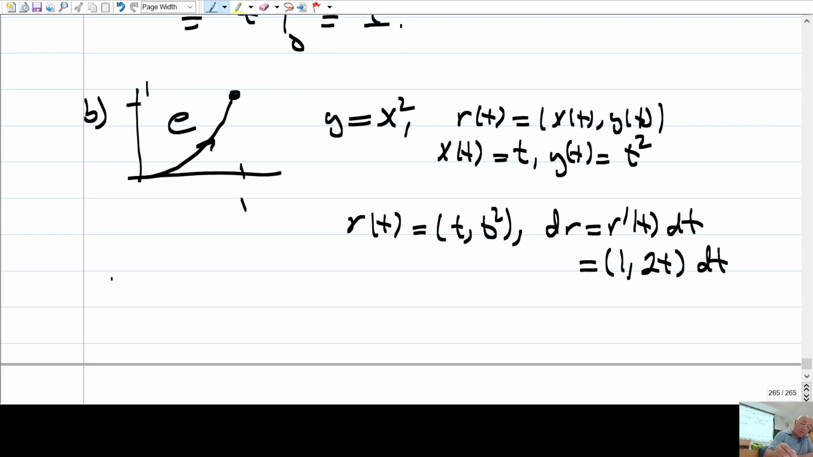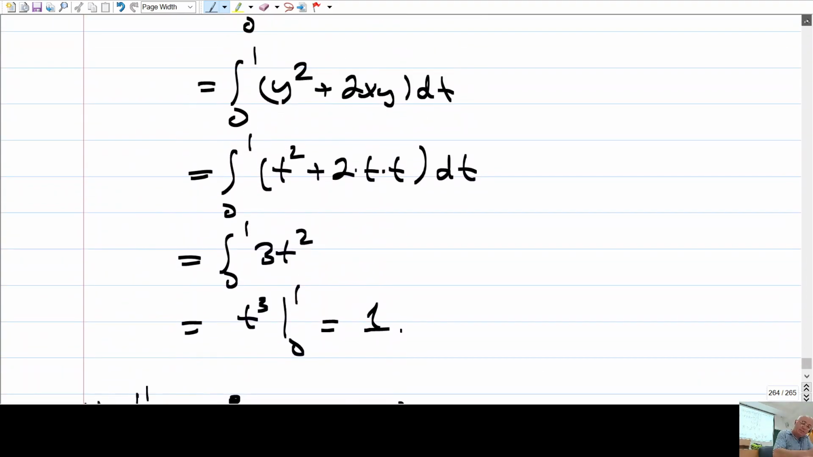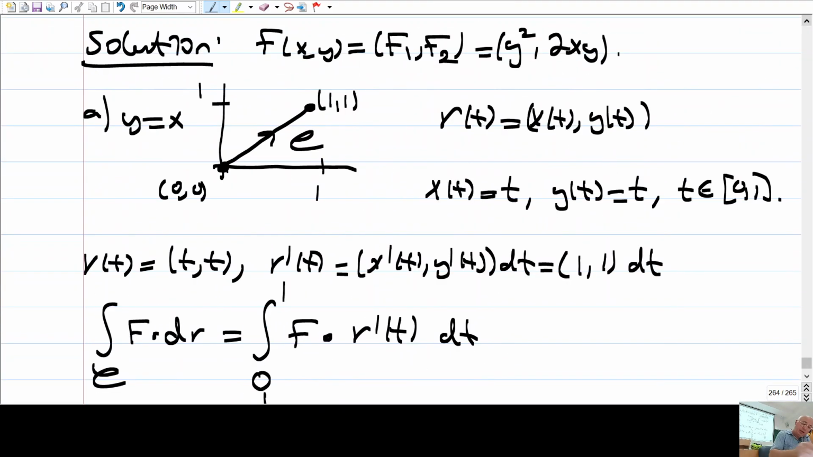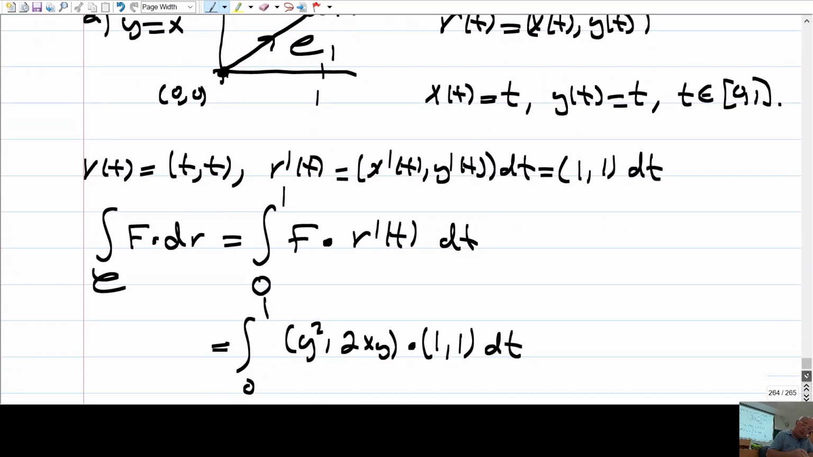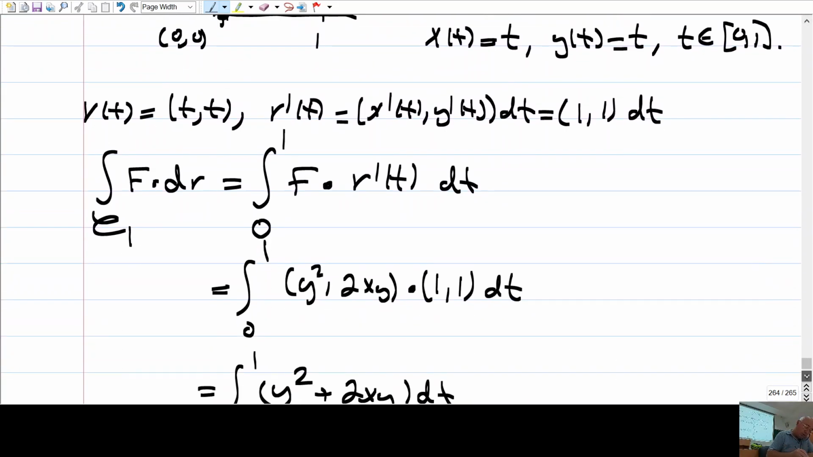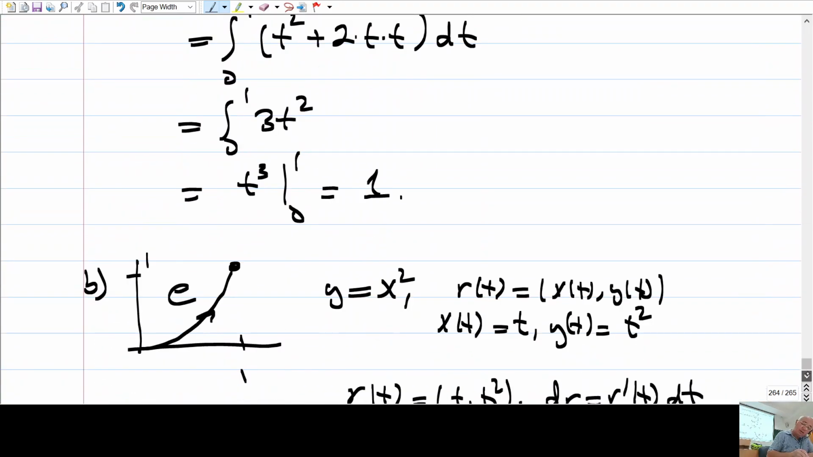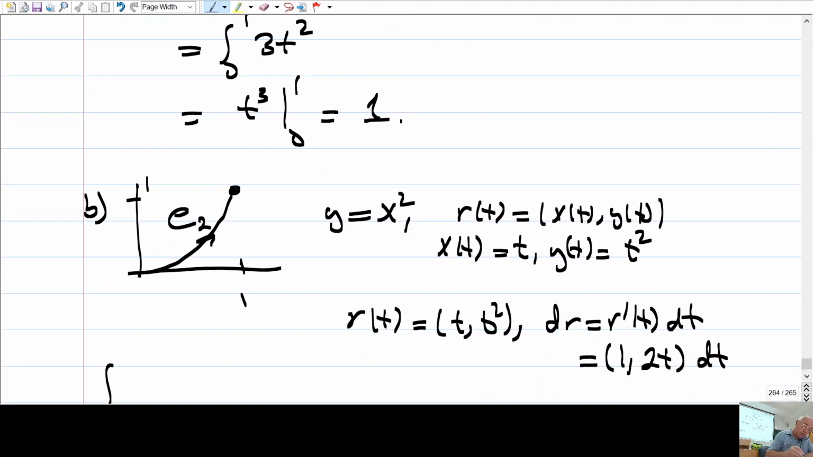Therefore, the work done over this curve. Suppose this is C1, and let's say this is C2, okay?